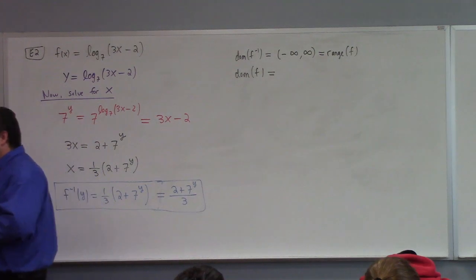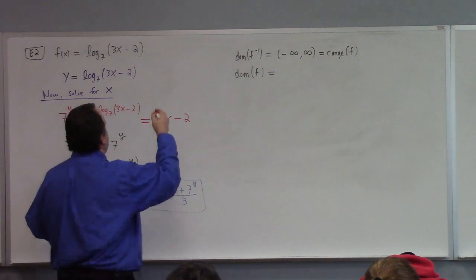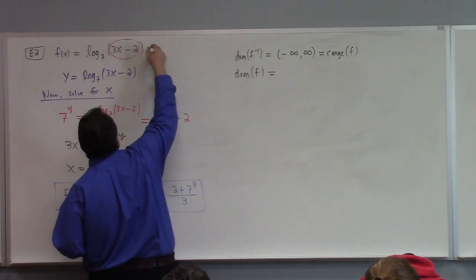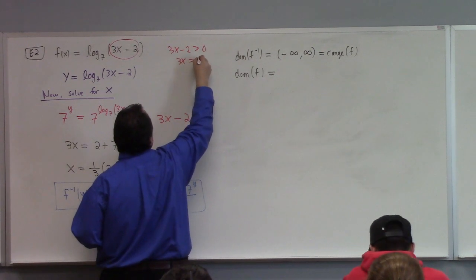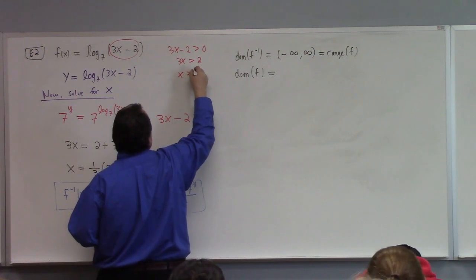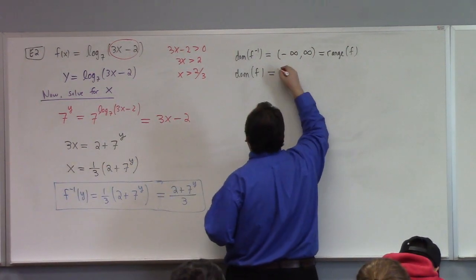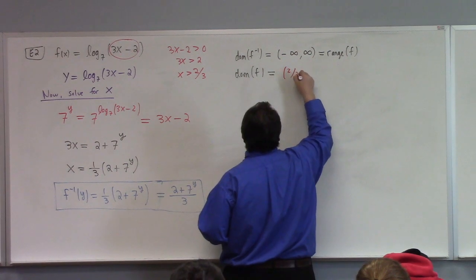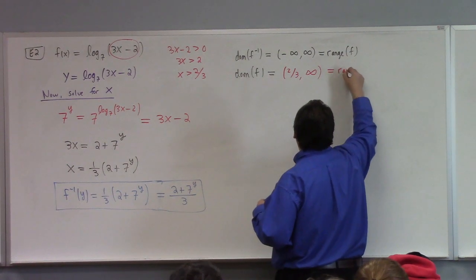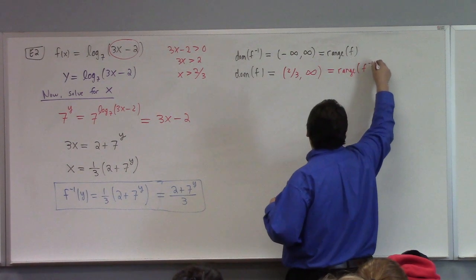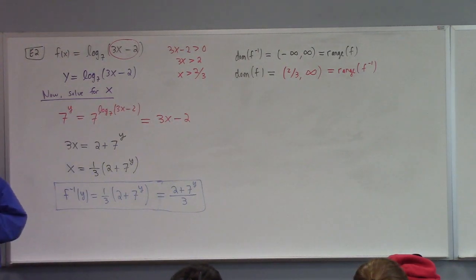What's the domain of the original function? How would we figure that out? We need the input to the logarithm to be positive, which is to say 3x is greater than 2, which is to say x is greater than 2/3. So the domain of the original function is in fact 2/3 to infinity. And that will, by the way, be the range of the inverse function, although that's less obvious.